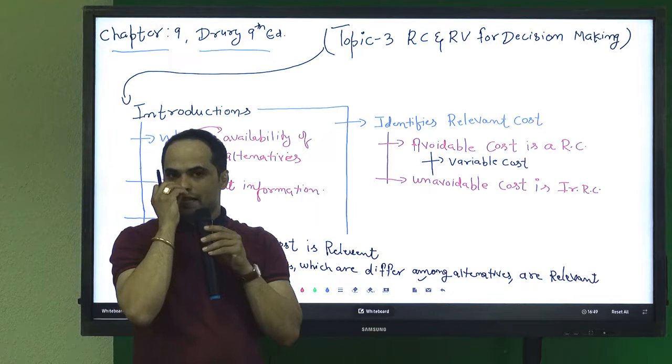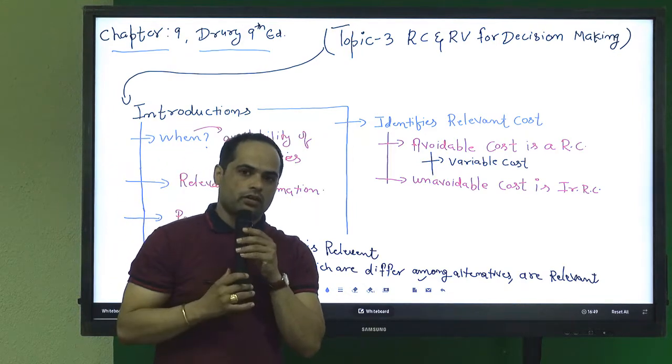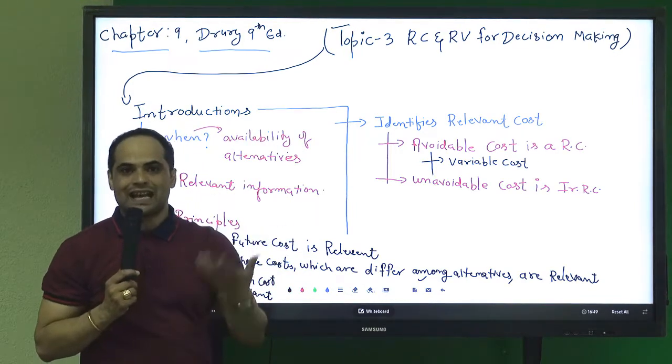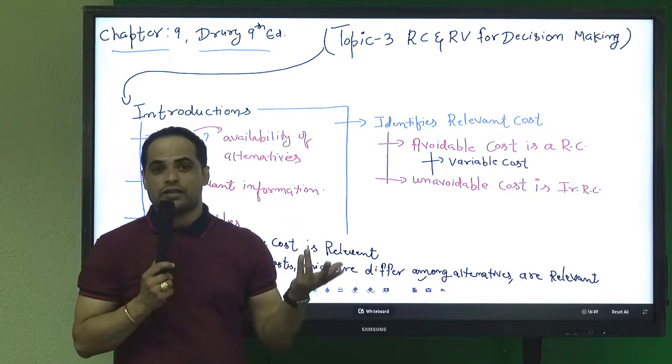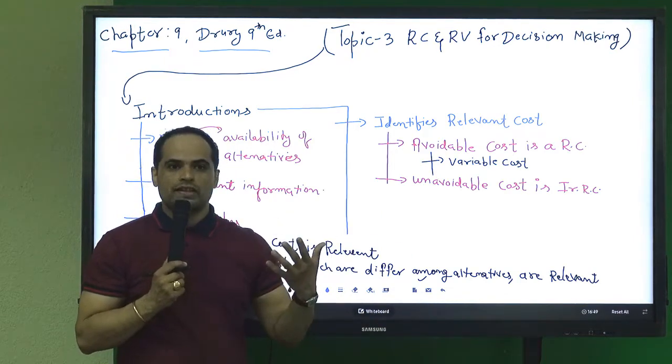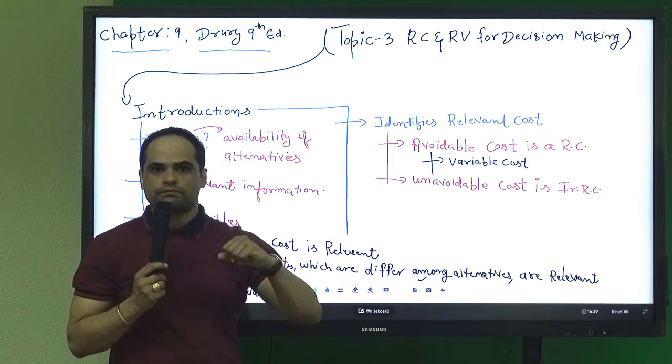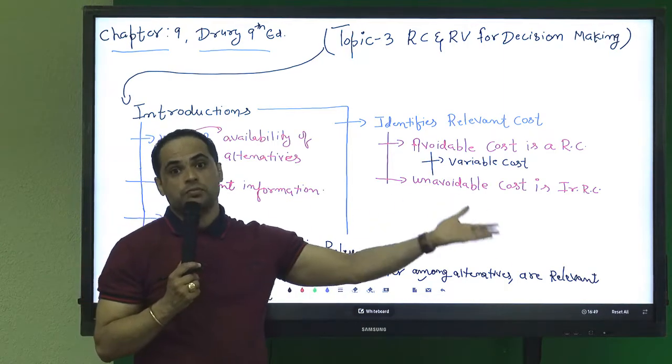You study in your BTech HMD what is the meaning of variable cost. Variable cost is the cost that changes as per the level of activities change. We call it variable cost. So what does it mean? If your options change, your variable cost is more likely to be changed.